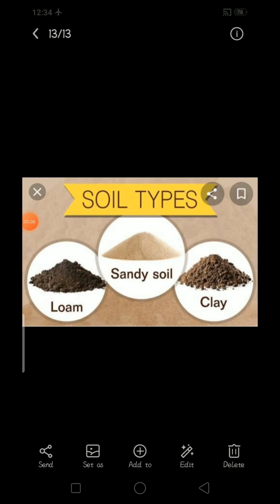So in the last class we have discussed the different layers of soil profile. Many of you have sent the homework properly. Feeling happy for that. And today let us learn about the soil types. Different types of soil. Okay?